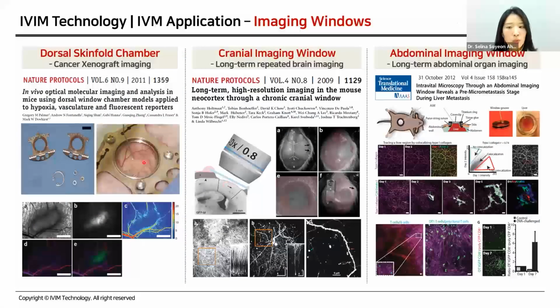And for long-term monitoring of the target organ in normal or diseased animal models, we can utilize imaging window chambers, such as the dorsal skin fold chamber for in vivo research of cancer or drug candidates. For brain research, we can implant the cranial imaging window in the skull to visualize the brain cortex in a long-term manner. And the abdominal imaging window is for the abdominal internal organs, including the pancreas, spleen, kidney, colon, etc.